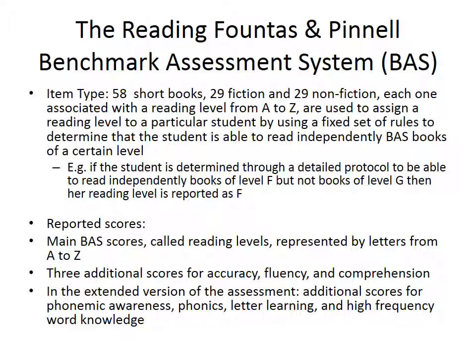The main score reported by the BAS is the reading level obtained in the manner I just described and represented by a letter from A to Z. 3 additional scores are reported that summarize the reading experience of the student at that particular level, and those 3 scores are accuracy score, fluency score, and comprehension score. And there's also an extended version of the assessment with additional scores for phonemic awareness, phonics, letter learning, and high-frequency word knowledge.